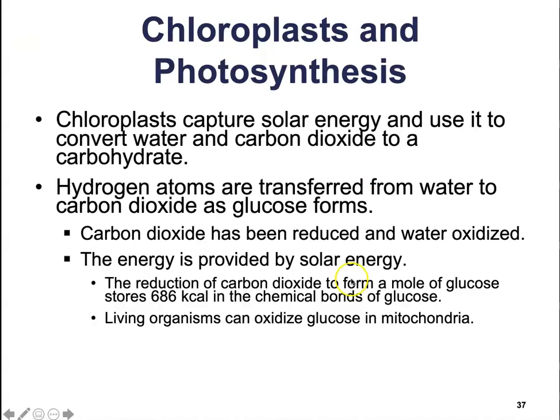All right. And it says the energy is provided by solar energy. We've talked about that before. All right, so it says the reduction of carbon dioxide to form a mole of glucose stores 686 kcals in the chemical bonds of glucose, okay? And then you can oxidize that glucose in the mitochondria, right, to basically get that stored energy out.